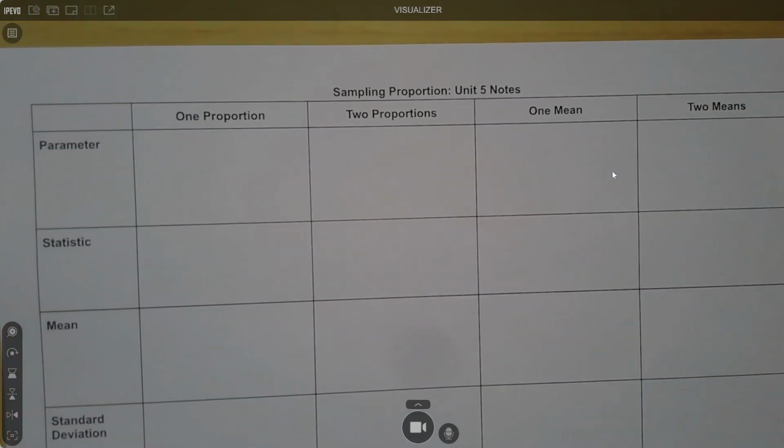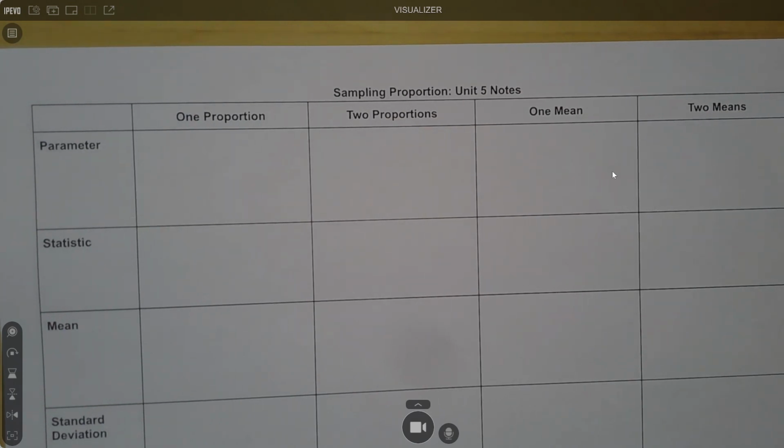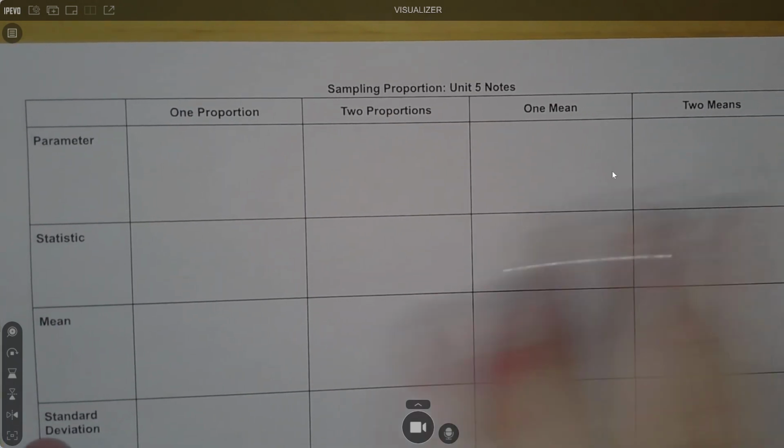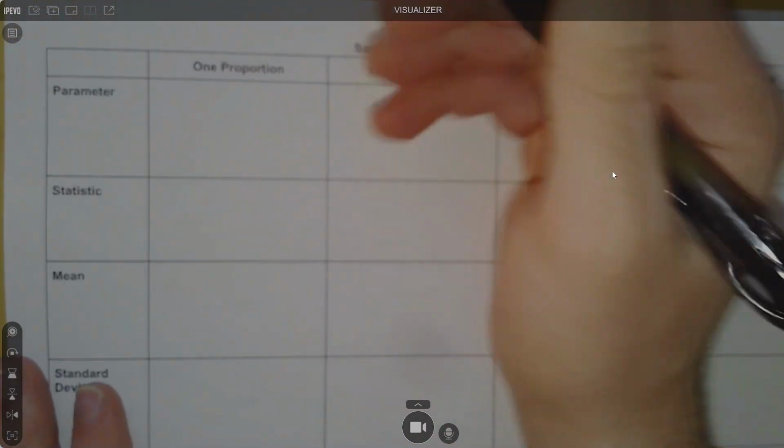This is the Unit 5 video, practice test video. This is part 1. We're first going to start off with the notes. In case you missed this, or you want another explanation of this, I'm going to fill this out one more time. So what is a parameter?